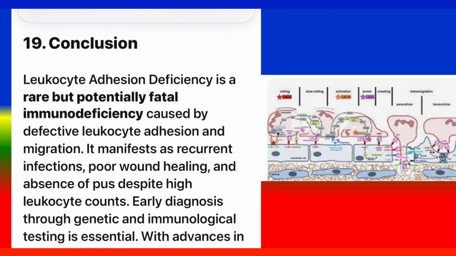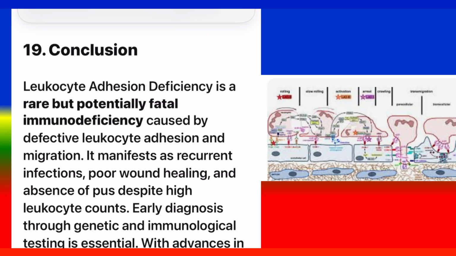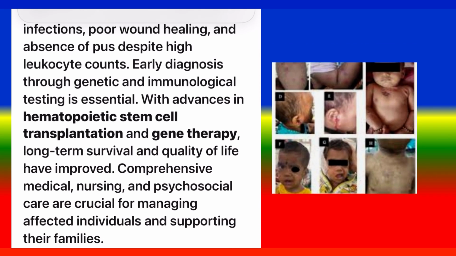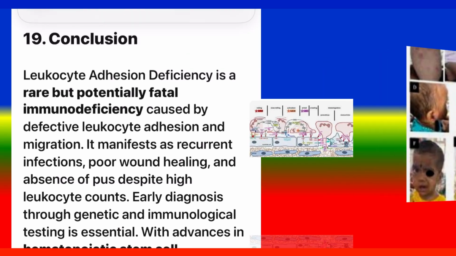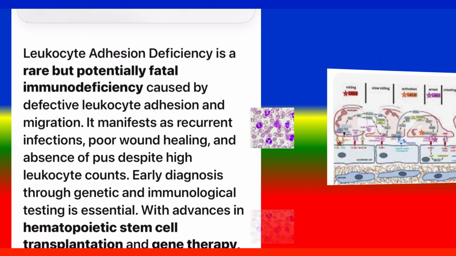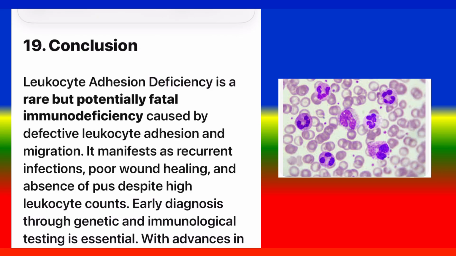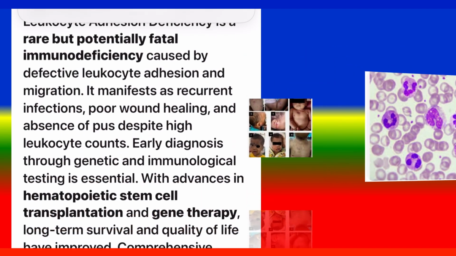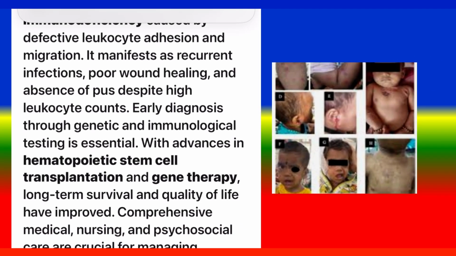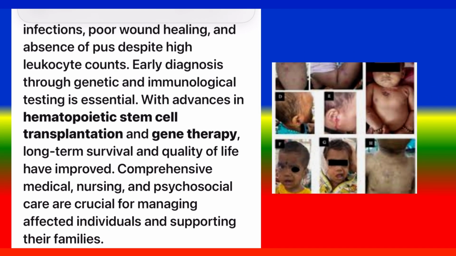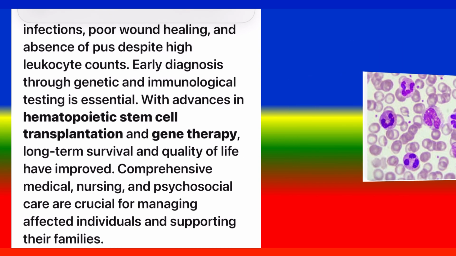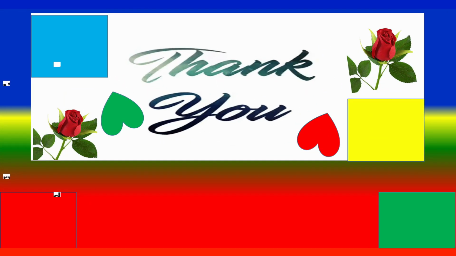Number 19. Conclusion. Leukocyte adhesion deficiency is a rare but potentially fatal immunodeficiency caused by defective leukocyte adhesion and migration. It manifests as recurrent infections, poor wound healing, and absence of pus despite high leukocyte counts. Early diagnosis through genetic and immunological testing is essential. With advances in hematopoietic stem cell transplantation and gene therapy, long-term survival and quality of life have improved. Comprehensive medical, nursing, and psychosocial care are crucial for managing affected individuals and supporting their families.